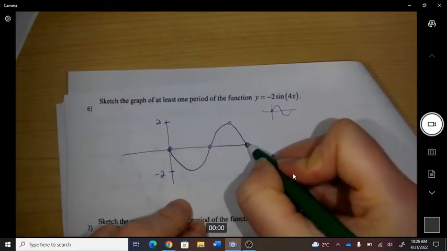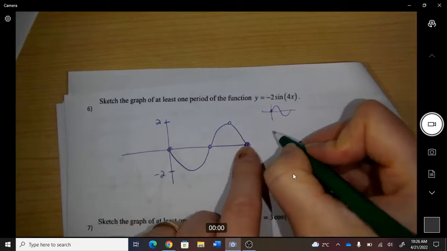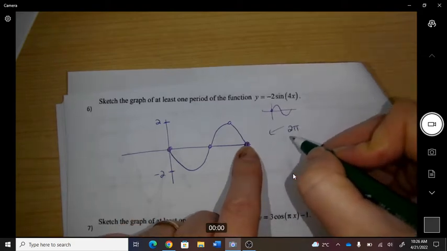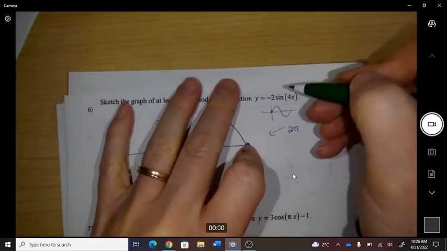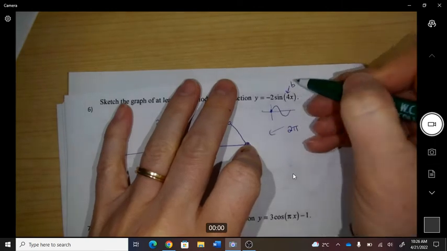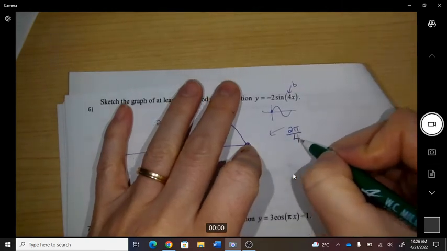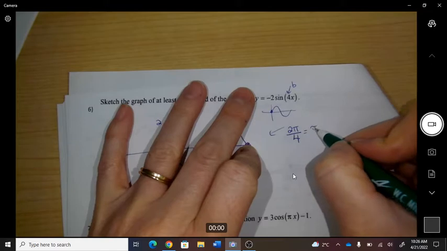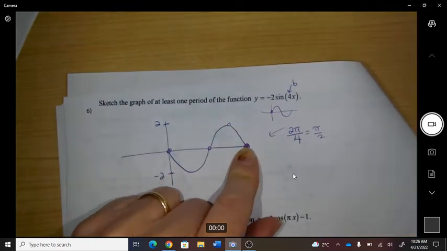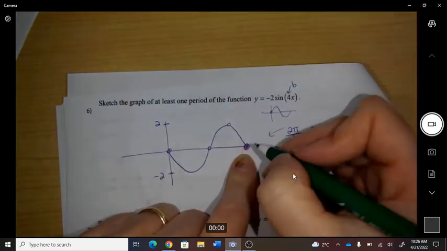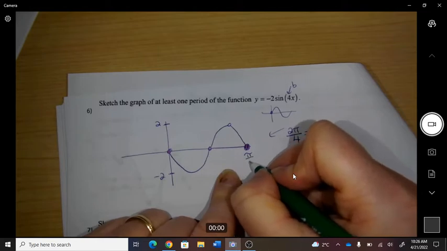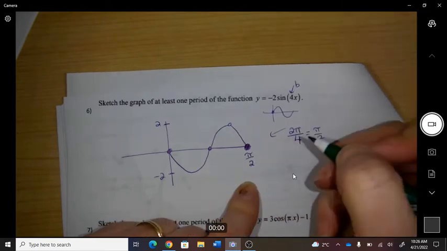Okay, so I'm going to take this x value right here. Normally it's at 2 pi, but I have a b on the x, so I'm going to divide by 4. So that's pi over 2. I'm just reducing that fraction by 2. So this is now pi over 2.